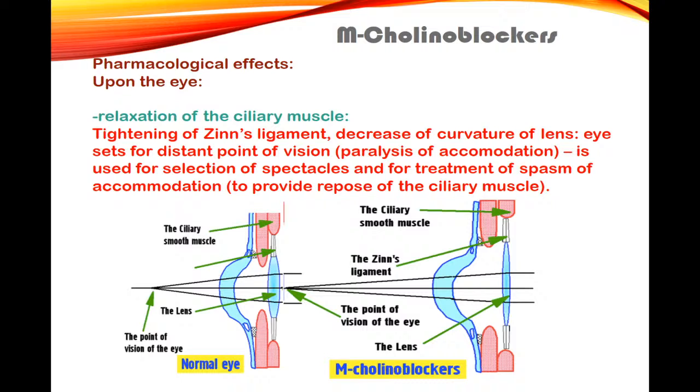And we need the agent with short action duration upon the eye. But if we need to prevent formation of adhesions in trauma, for example, of the eye, or to treat spasm of accommodation to provide repose, this is long treatment. That is why, for this case, we should use local M-cholinoblockers, eye drops, with long action duration. Let's continue.